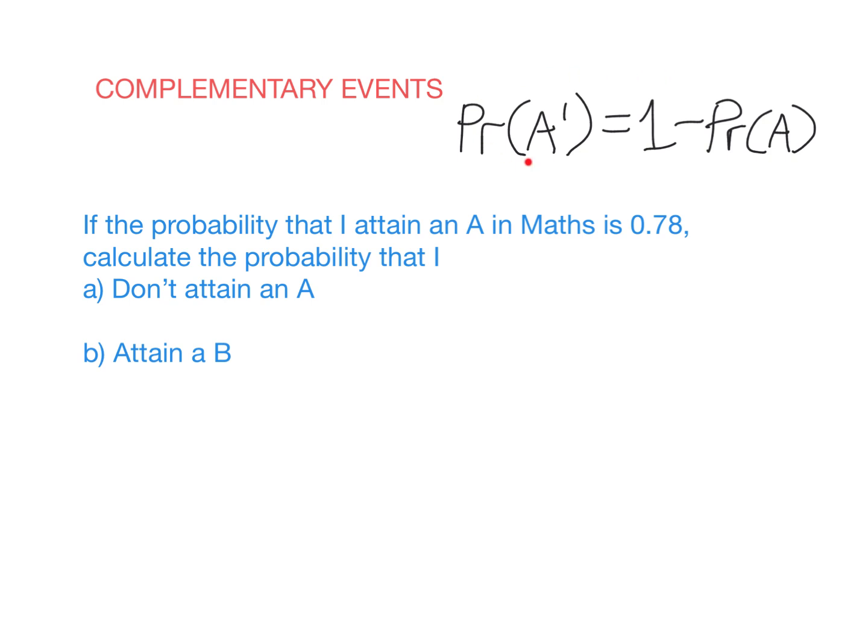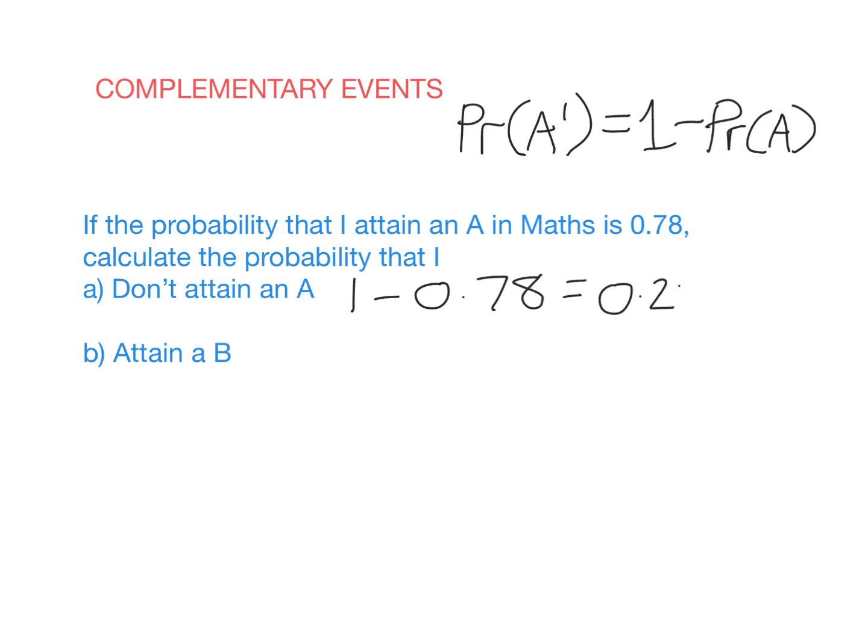Now, it might be a bit technical to look at it like this, but really this is commonsensical. You know that if there's an 80% chance of rain tomorrow, that means there's a 20% chance it won't rain, because percentages have to add to 100. In the same way, probabilities need to add to 1. So, if the probability I attain an A in maths is 0.78, the probability I don't attain an A is just 1 minus 0.78, which is 0.22.